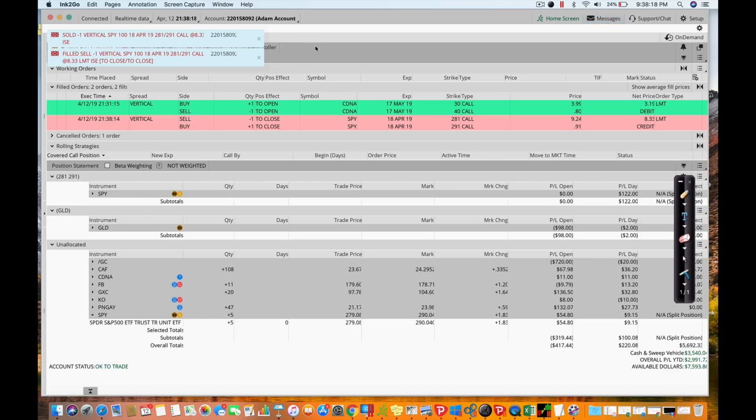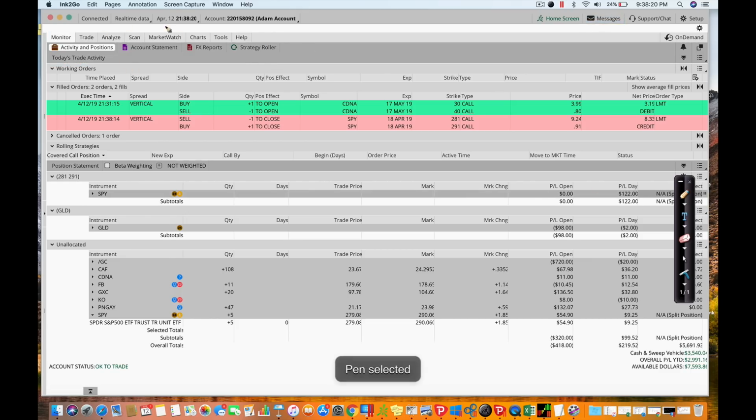All right, there we go. So it just got filled. You can see I sold the call. All right, and the order has been filled. So I've locked in that profit right now. You can see under filled orders, it's now been filled. And there we are. SPY filled it at 833. Okay.